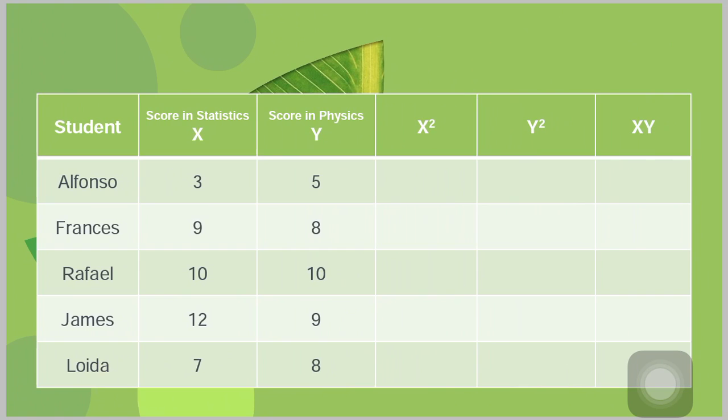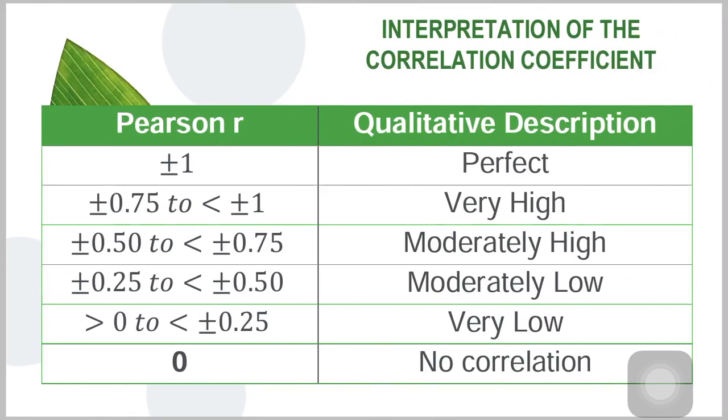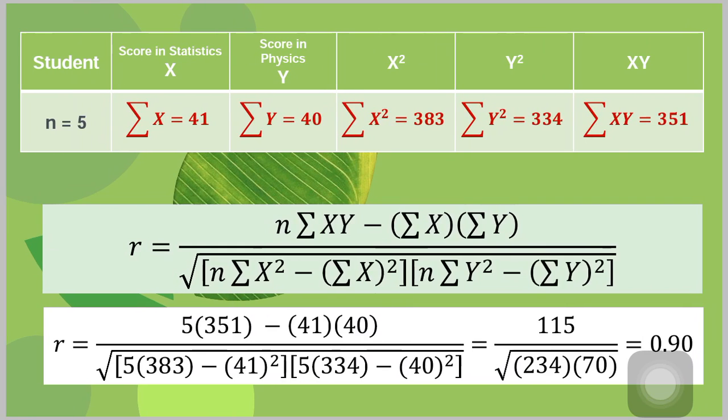For example, this is the given data. So we need to fill in the x squared, the y squared, and the xy column, and then also have its summation. Or you could refer to the technology tutorial 2 on how to do it using Microsoft Excel. Then we substitute these values in the given formula, and we have our computed R is 0.90. You can pause this video and try this one using Microsoft Excel.